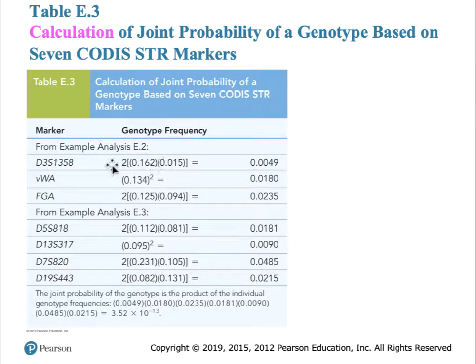So every time you have a heterozygous condition, multiply the 2 frequencies of the alleles in the population by themselves, and then don't forget to times by 2. And every time you have a homozygous condition, take the allele frequency and multiply it by itself. Once you've done that for all 7, then these values are multiplied by themselves all the way through 7 times. This new value can then be either presented to the suspect or to the court.